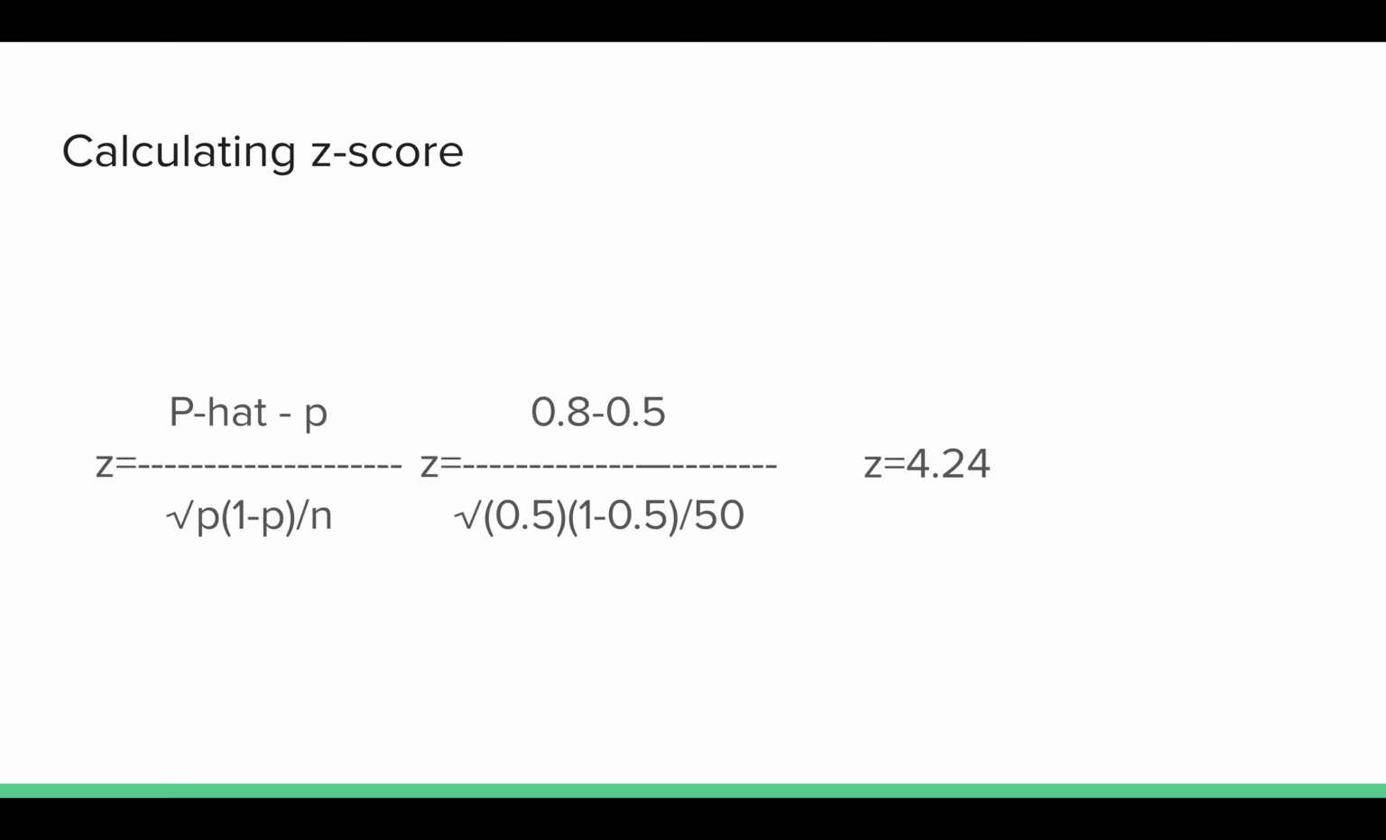Now I calculated the z-score, which is done by subtracting the proportion you're testing against from the sample proportion that you got, and then dividing it by the square root of p times 1 minus p divided by n. So putting all my numbers in, you get 0.8 minus 0.5 divided by the square root of 0.5 times 1 minus 0.5 divided by 50. And after doing that math, you get that z equals 4.24.